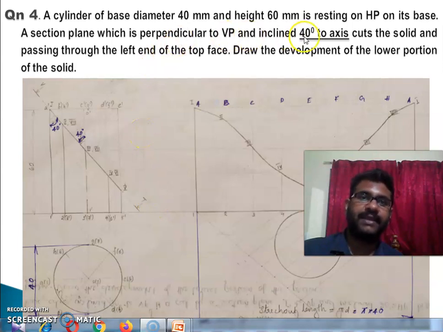The section plane is 40 degrees to the axis. Not 40 degrees to HP or 40 degrees to the base. It is 40 degrees to the axis, cutting the solid and passing through the left end of the top face.